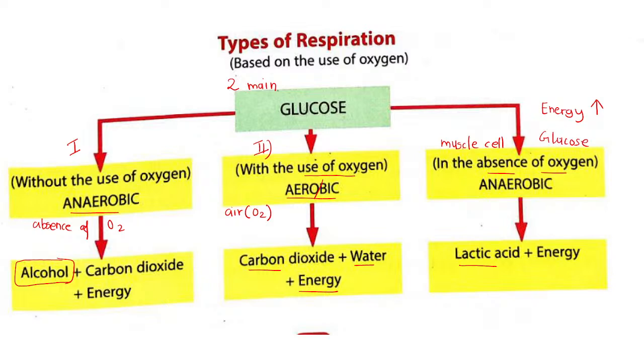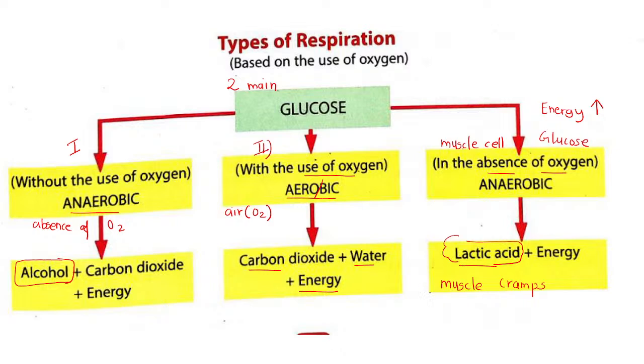And when muscle cells break down glucose in the absence of oxygen, lactic acid is produced along with energy. This lactic acid, if it gets accumulated in the muscles, we get muscle cramp, isn't it? Therefore, when we are doing heavy or rigorous exercise, you must have experienced muscle cramp within the body, isn't it? And why do we get a muscle cramp? Now you know the reason. The reason for muscle cramp is due to accumulation of lactic acid.